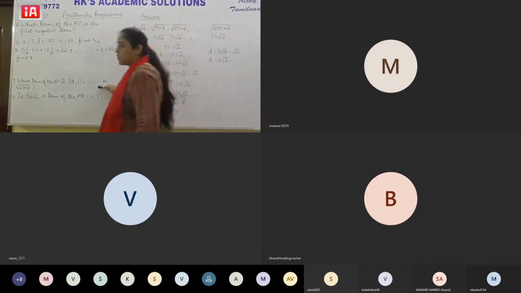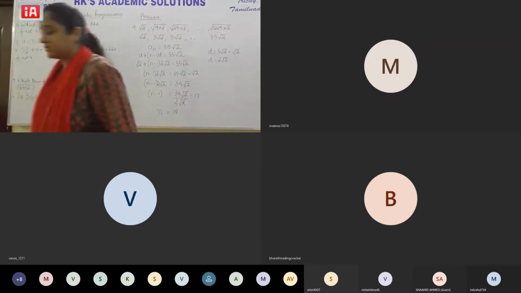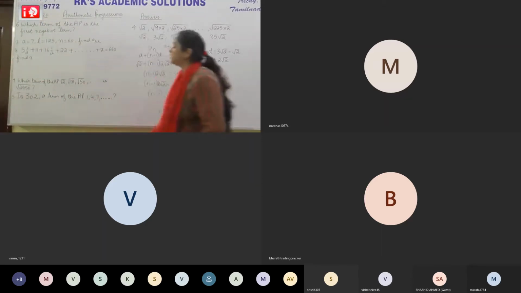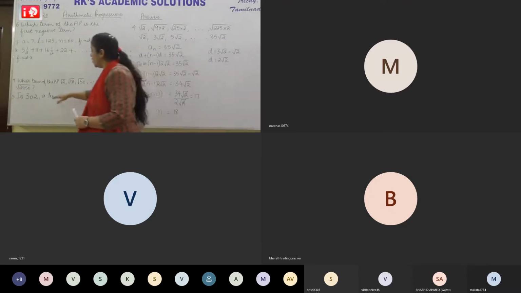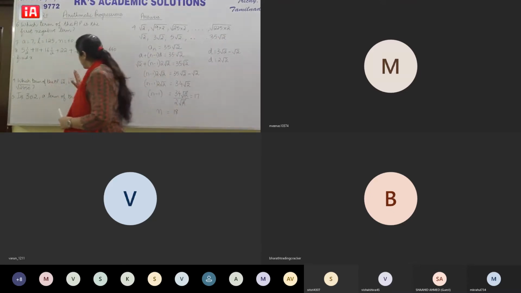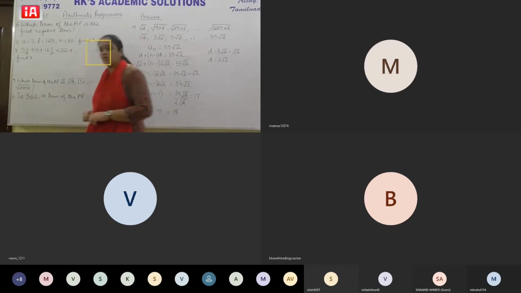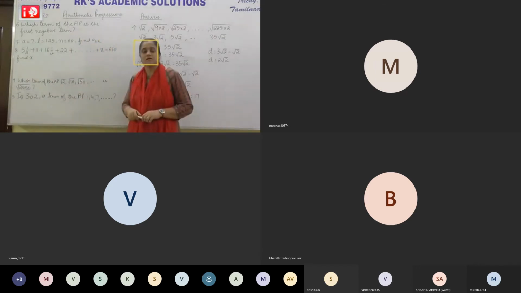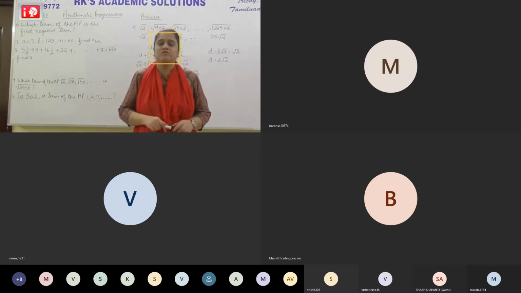So in question number 4, we need to find which term of the AP root 2, root 80, root 50 is root of 2450. We need to find the position of the term root of 2450.